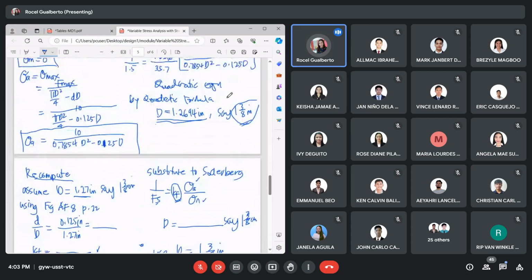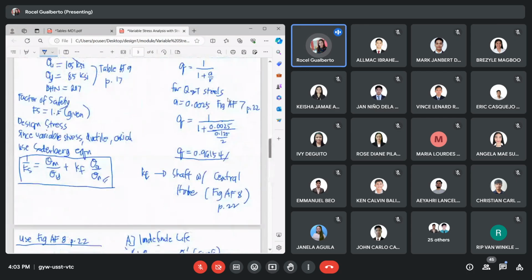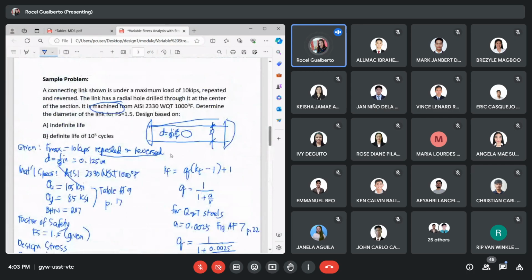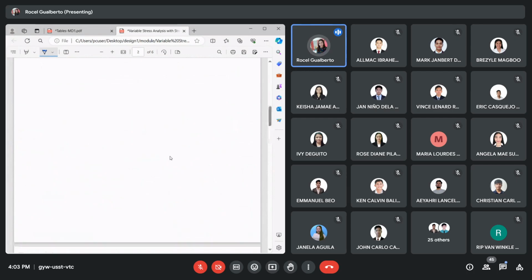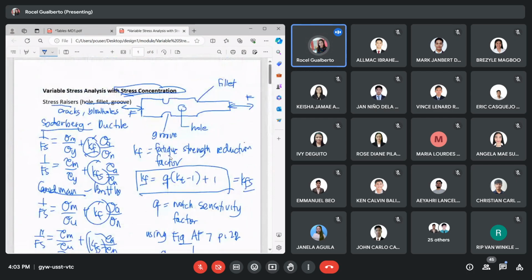Tapos po, yung solution natin na yan, yung answer natin ay only for one stress raiser. Dito sa sample problem natin, iisa lang yung stress raiser natin, kaya yung mahabang solution natin ay para lang dito sa hole. What if ang ating machine member ay may multiple stress raiser, may hole, may groove, may fillet? So yung answer natin ay hindi para lang doon sa hole. Halimbawa, ang nakuha natin ay 1 and 3/8 of an inch.